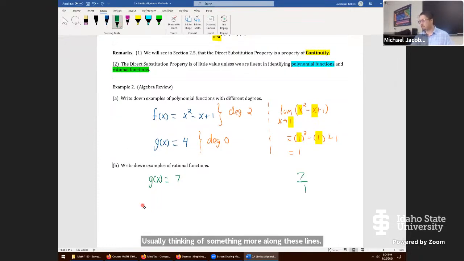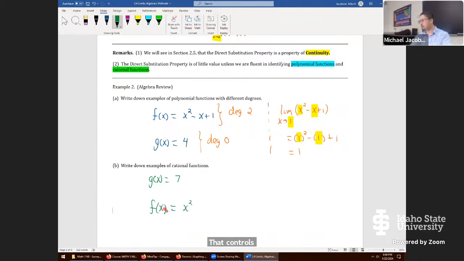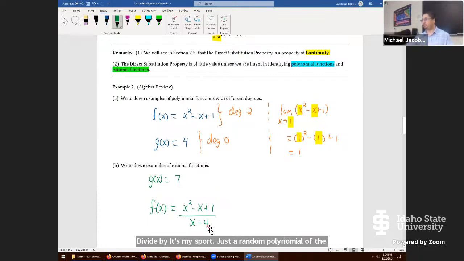But in all honesty, when people say rational functions, they're usually thinking of something more along these lines. Say f of x. My control Z is bugging out. f of x equals, maybe, x squared minus x plus 1 divided by x minus 4. Just a random polynomial in the numerator, a random polynomial in the denominator is all it takes to have a bona fide rational function. Now for these, again, if you know you have a rational function, you're in really great shape.